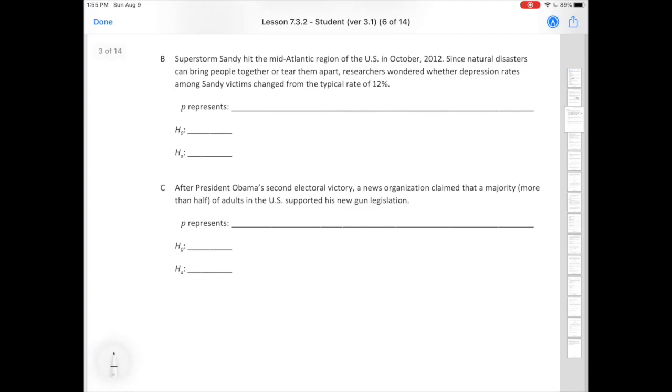So let's write this down. P represents the proportion of Sandy victims that were depressed. The proportion of Sandy victims that were depressed, okay? So that's what P is.